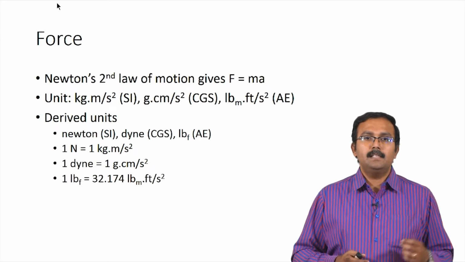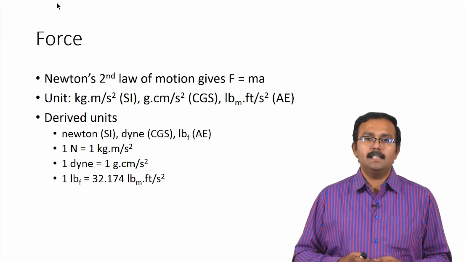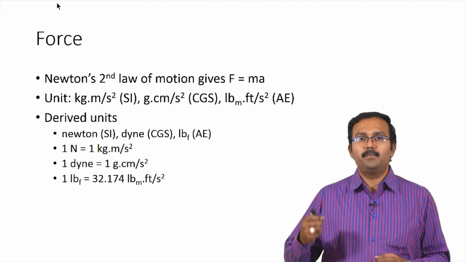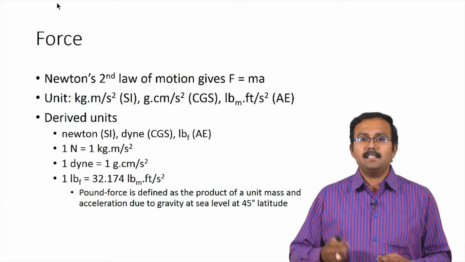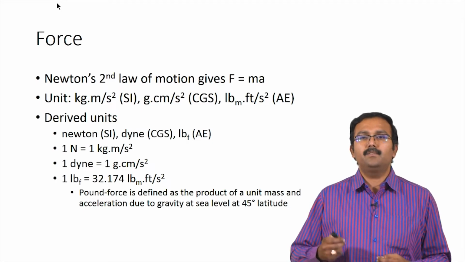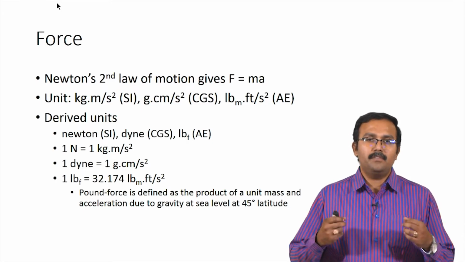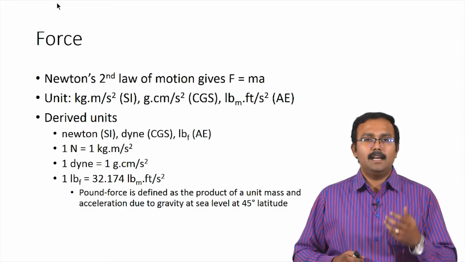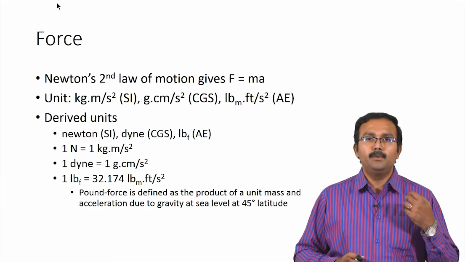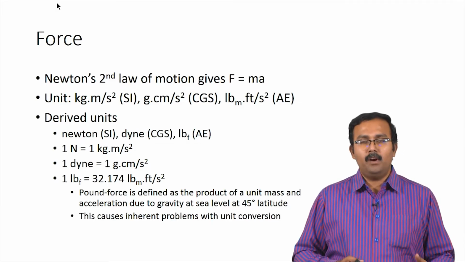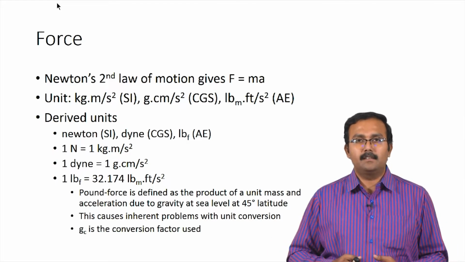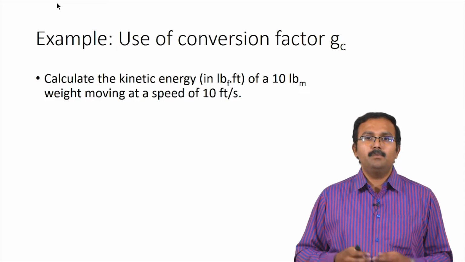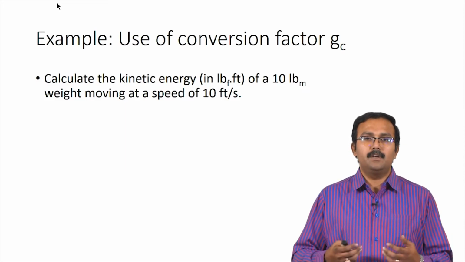However, in the American engineering system, 1 pound force is defined as 32.174 pound mass feet per second squared. This is because a pound force is defined as the product of a unit mass and acceleration due to gravity at sea level at 45 degree latitude. Because of this definition for pound force, there is an inherent problem with conversion whenever we use the pound force term. To overcome this, we use something called gc, which is the conversion factor. So, let us look at an example problem which will hopefully help us understand how to use this conversion factor gc.